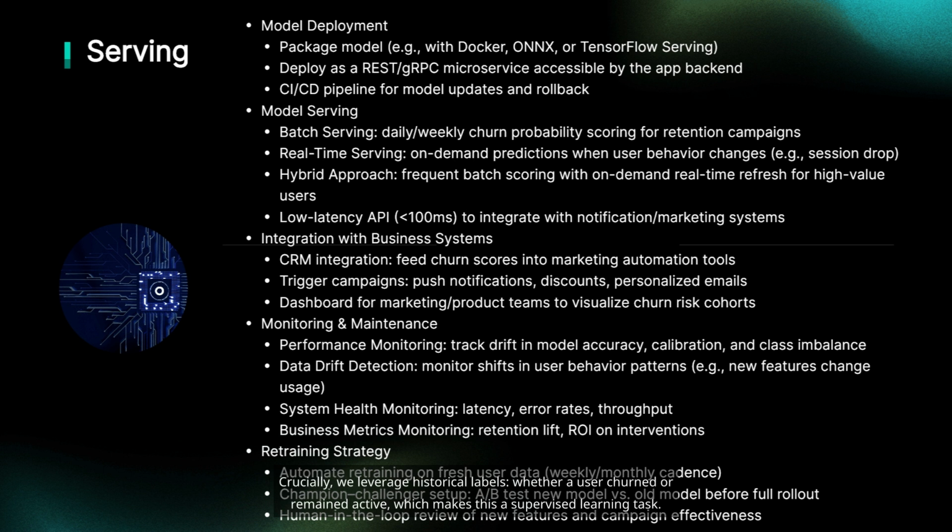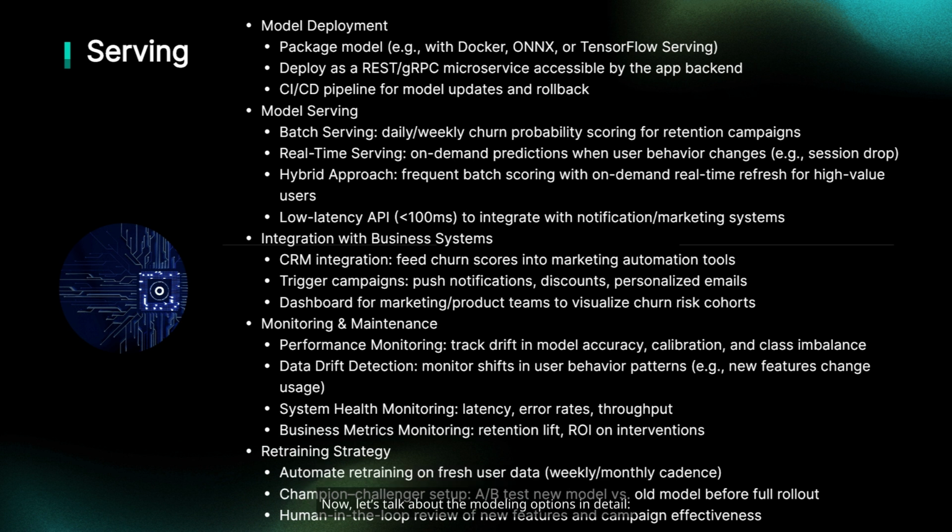Crucially, we leverage historical labels, whether a user churned or remained active, which makes this a supervised learning task. The output is a probability that a user will churn within a given horizon, often defined as being inactive for 30 days. This probability allows us to rank users and apply interventions at scale, adjusting thresholds depending on business costs and benefits. This is fundamentally a binary classification problem with probabilistic output.